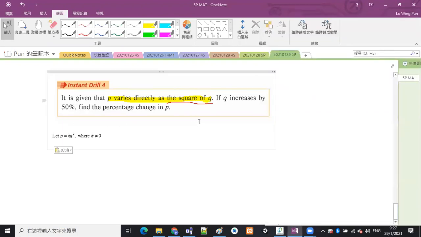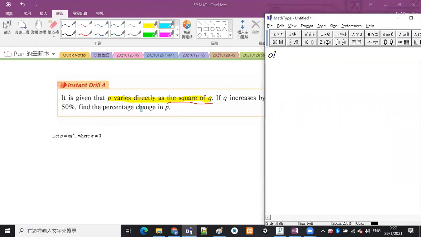First mark. Okay, and then if Q increases by 50%, find the percentage change in P. So we have percentage change. Okay, so we have the old Q is equal to Q, and then old P is equal to P, right? And we have the old equation. Just copy your equation. P is equal to K times Q square.